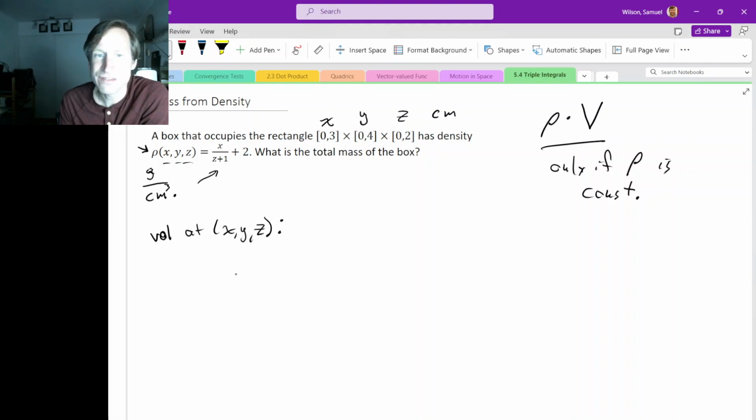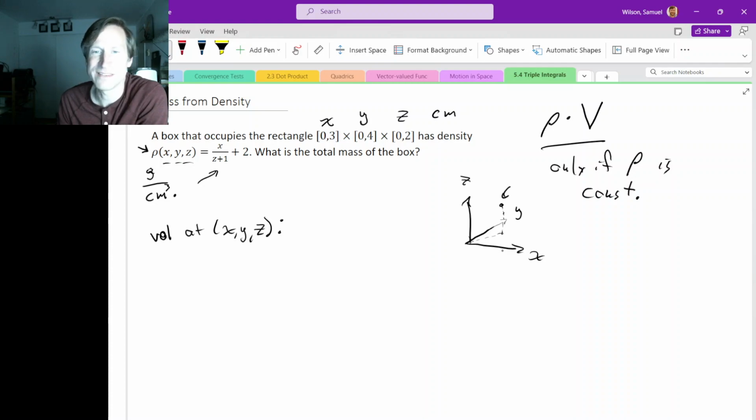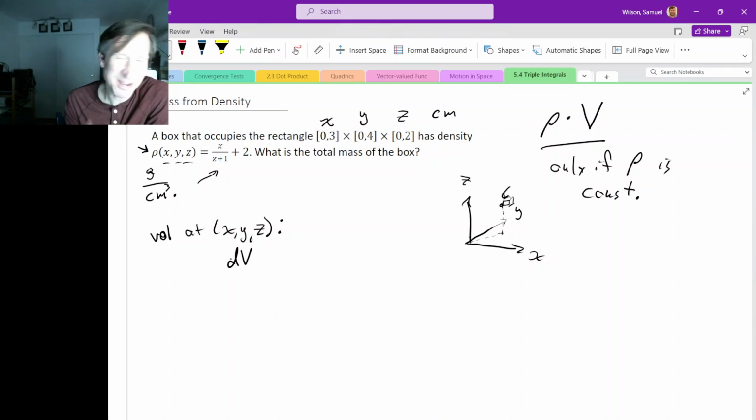Okay, so for this, we're going to have a coordinate system, a z-axis, an x-axis, and then the y-axis is going into the screen here, and there is some point at x, y, z. Near that point there's a little speck of volume. We could think of it as a little box, and its volume is going to be dV, because d of something is how we express the idea of an infinitely small chunk of that thing.